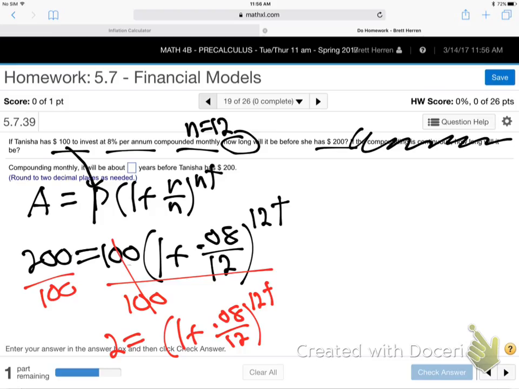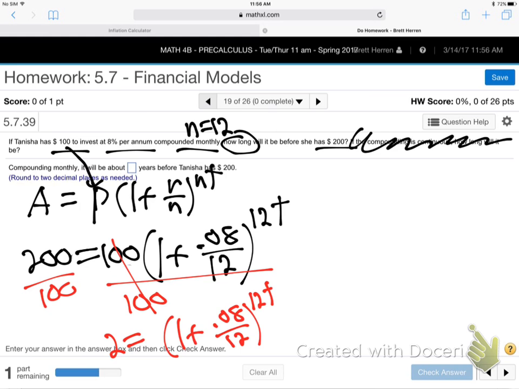Now, how am I going to solve that for T? What am I going to do? It's natural log time, isn't it? Because the T, the letter, is in the power, right? So you get the hang of recognizing that. That's when you need to use natural log on both sides, whenever the letter's in the power.